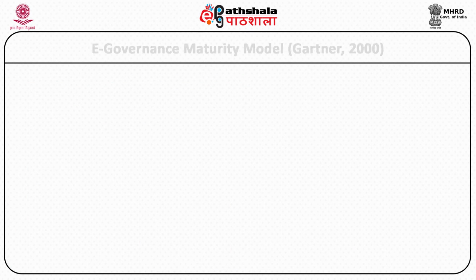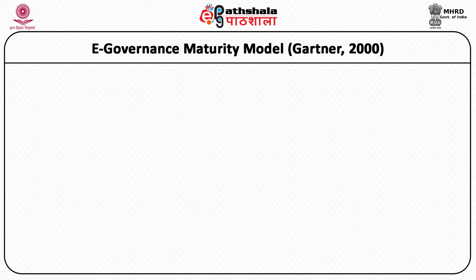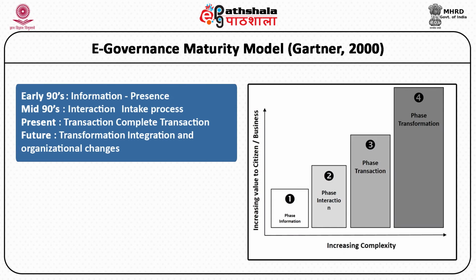The next slide pertains to the e-governance maturity model given by Gartner in 2000. According to this model, in the early 90s, there was presence of information on the government websites. By mid-90s, the presence was transformed into interaction between the government and the citizen. In the present, we have transaction. Complete transactions are possible today through the web portals.